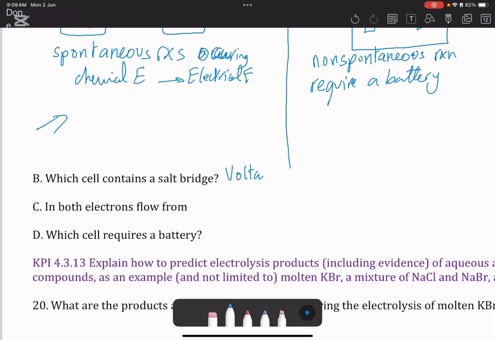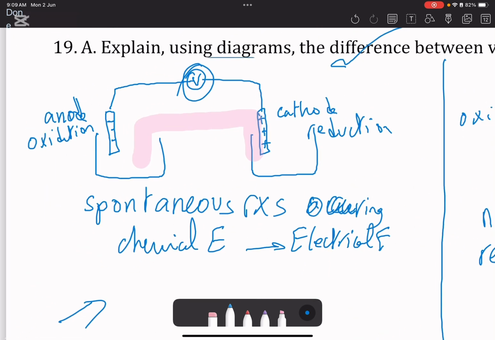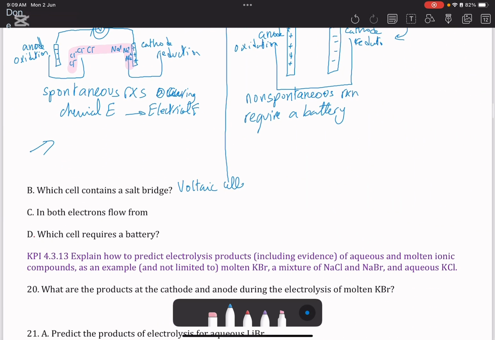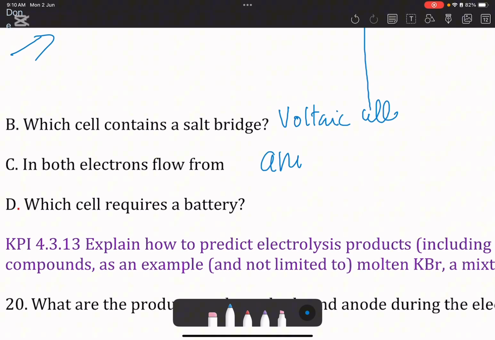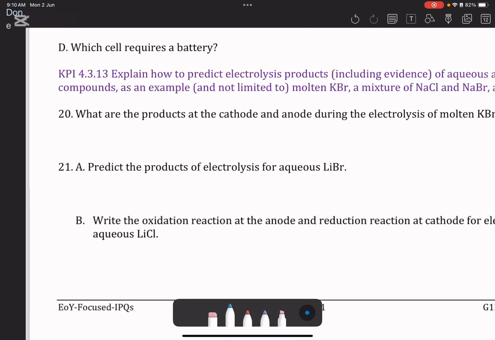Which one contains a salt bridge? The voltaic cell, and the salt bridge maintains the neutrality, the balance of the charges in the half cell. The negative ions in the salt bridge migrate towards the anode, and the positive ions of the salt bridge migrate towards the cathode. In both, electrons always flow from anode to cathode, and the current is the opposite. Which one requires a battery? The electrolytic cell requires a power source.